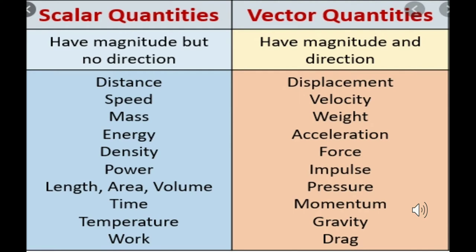And what are the vector quantities here? Displacement, velocity, weight. Weight is mg, no? So acceleration due to gravity. Which direction is acceleration due to gravity? So weight, acceleration, force, in which direction? Impulse, pressure, momentum, gravity. All these quantities require magnitude as well as direction to specify them, and therefore these are vector quantities. So we move further.